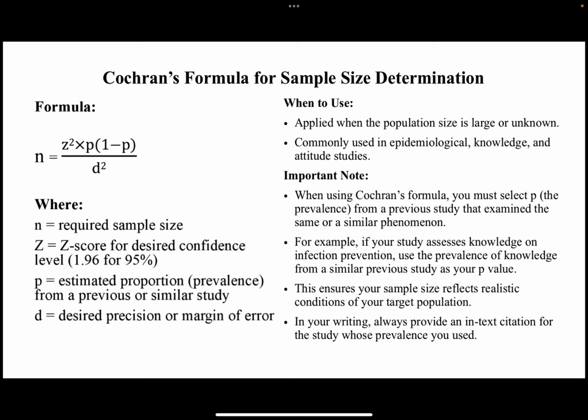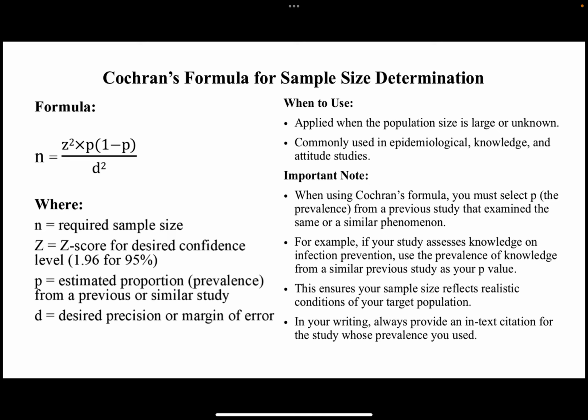n is equal to Z squared multiplied by P into bracket 1 minus P, all over D squared, where small n is the required sample size. Z is equal to the Z score for the desired confidence level. Commonly, we use 1.96 for a 95% confidence level. P is equal to the estimated proportion, that is the prevalence from a previous or similar study. D is equal to the desired precision or the margin of error.